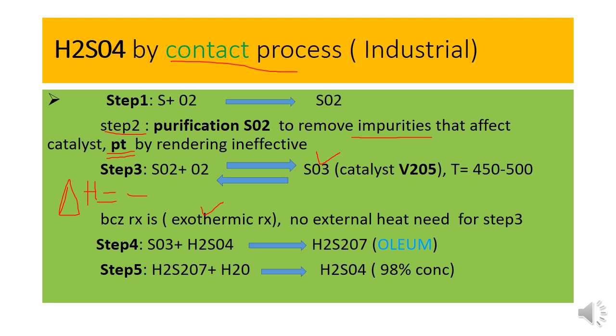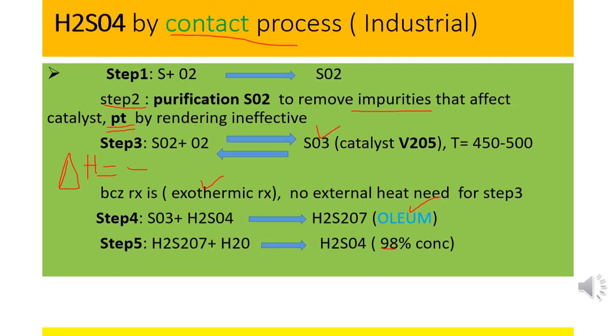Also, the fourth step is the production of oleum. What is oleum? It is produced when you take sulfuric acid, which is diluted, and add sulfur dioxide to produce oleum. The last step is to produce sulfuric acid, which is concentrated at this percentage. Those are the steps. You have to memorize all these steps of how to produce sulfuric acid by the contact process.